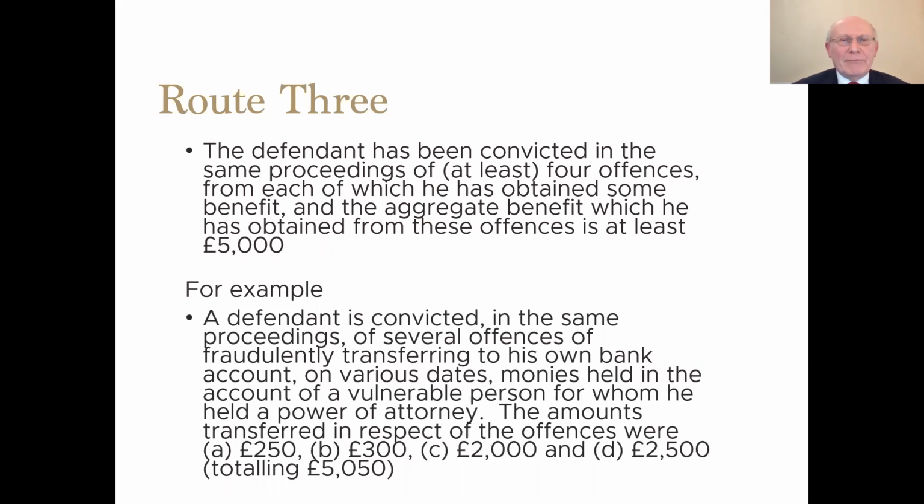But, for example, if we've got a defendant convicted in the same proceedings of several offences of fraudulently transferring to his own bank account monies held in the account, let's say, of a vulnerable person for whom he's got a power of attorney, and the amounts transferred in respect of the offences were £250, £300, £2,000 and £2,500, that totals just over £5,000. That's 4 offences. Yes, this person is going to have a criminal lifestyle under route 3.